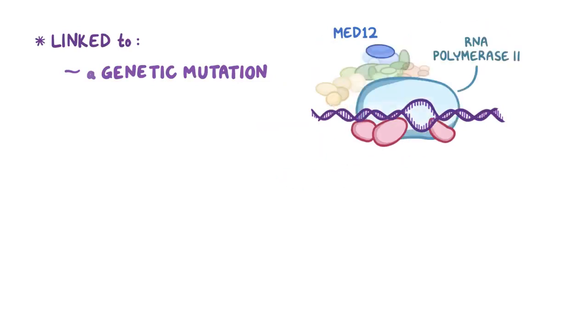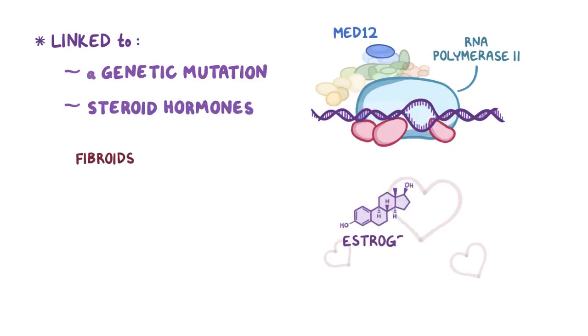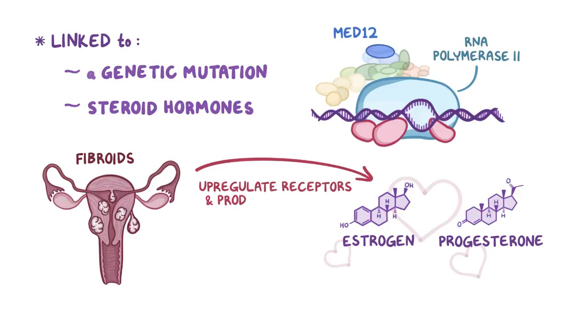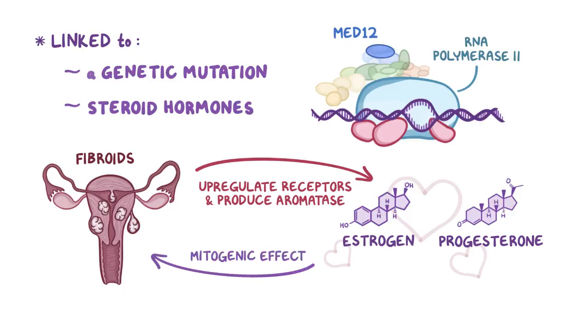Another factor in fibroid development is steroid hormones. Fibroids have a love affair with estrogen and progesterone. Fibroids upregulate their receptors for these two hormones and also produce a lot of aromatase, an enzyme that converts androgens into estrogen. When these hormones bind to the myometrium cells, it has a mitogenic effect, meaning it promotes mitosis.